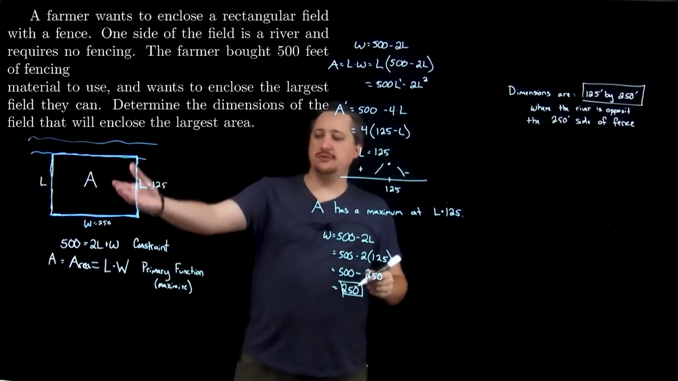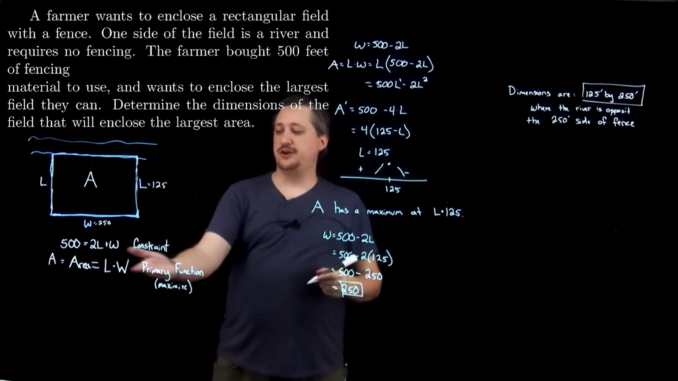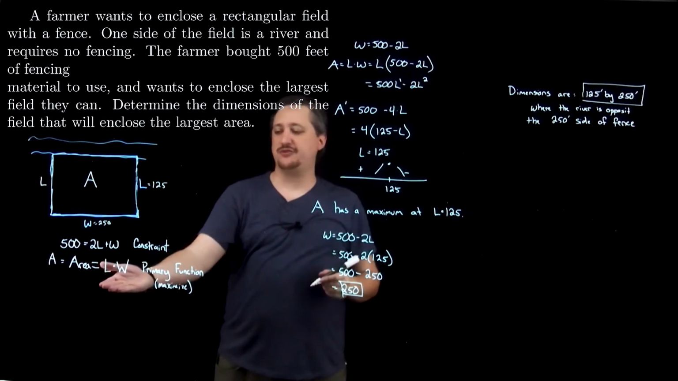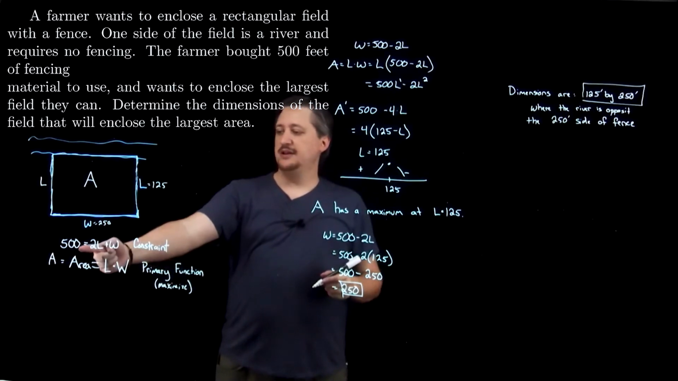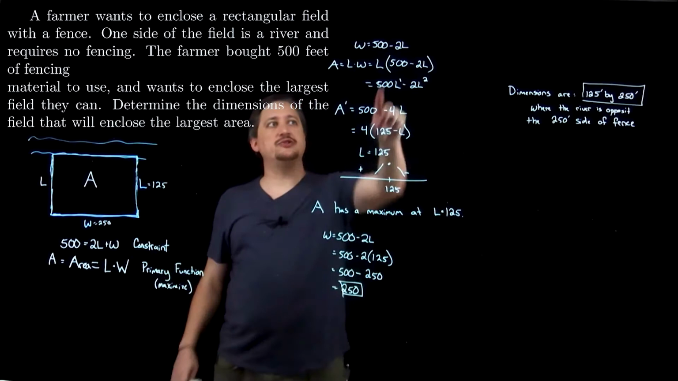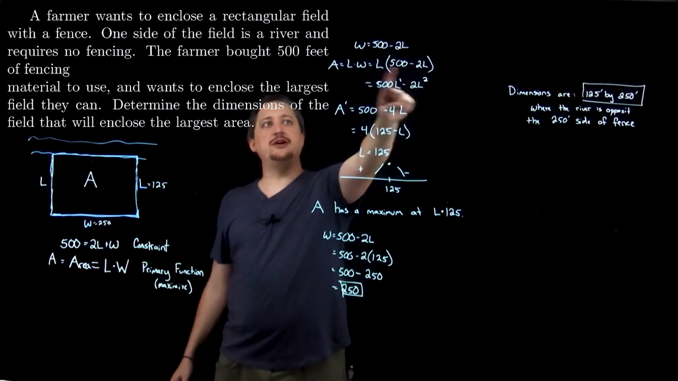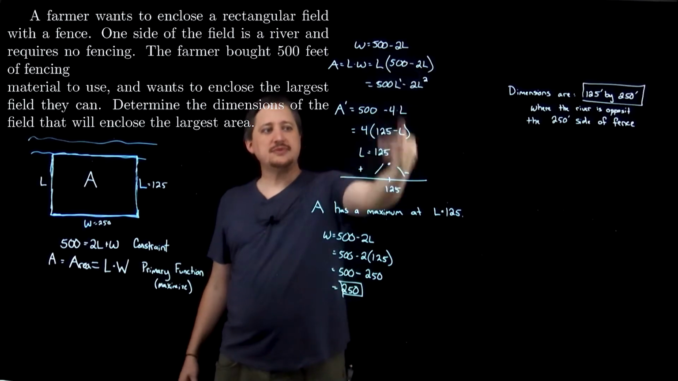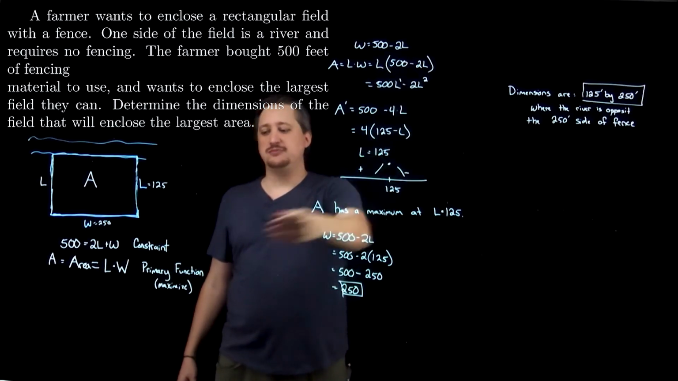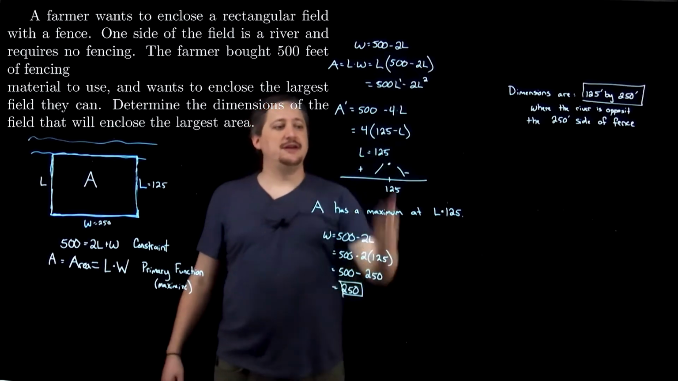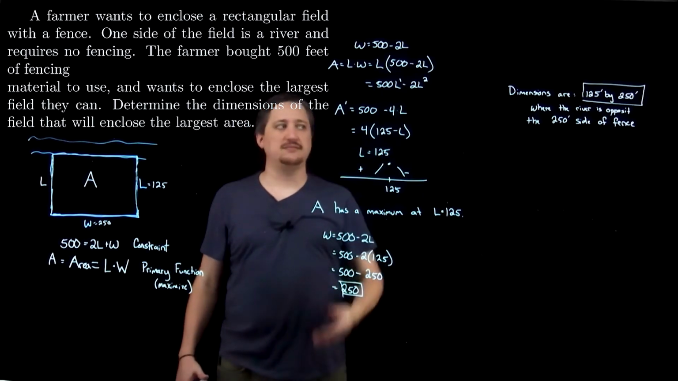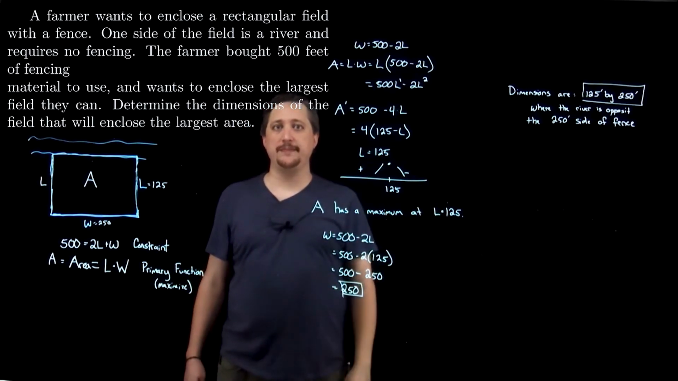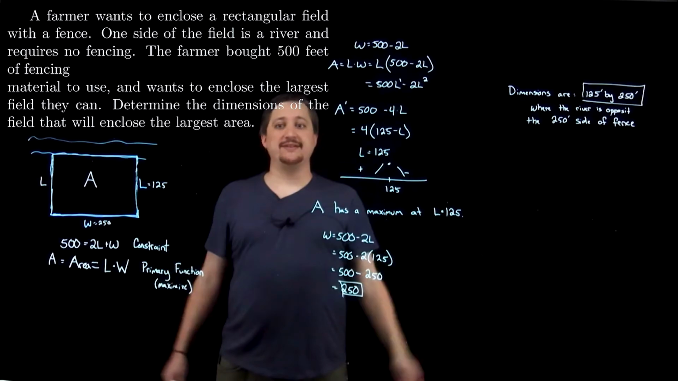So picture, develop the math language, right? The primary function, the thing I'm trying to max or min, trying to maximize. My constraint, use the constraint to get rid of one of the variables in my primary function. Then find the optimal value, in this case the maximum, and then I can calculate what I need to calculate, okay? So that's that.